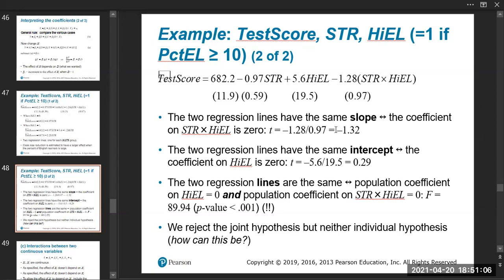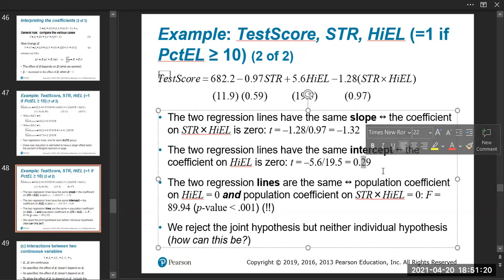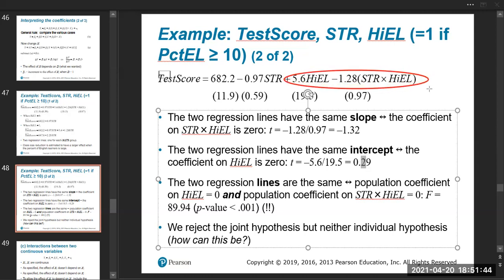Even the slope is not significant, because t is only minus 1.3. The intercept difference is also insignificant, because t is only 0.29. So are the two regression lines the same? The answer is no, because if you test these two variables all together in the F-test, it is significant, and we would reject the joint hypothesis, but neither individual hypothesis is significant.